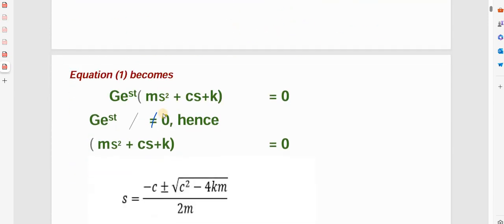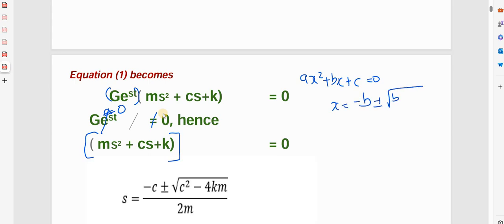After substituting, I am taking G e raised to st as common. This term cannot be 0, so the only chance of 0 is in this equation: m s square plus c s plus k is equal to 0. This is similar to what you have studied in mathematics, a x square plus b x plus c is equal to 0, where x is equal to minus b plus or minus root of b square minus 4ac by 2a, the same equation.